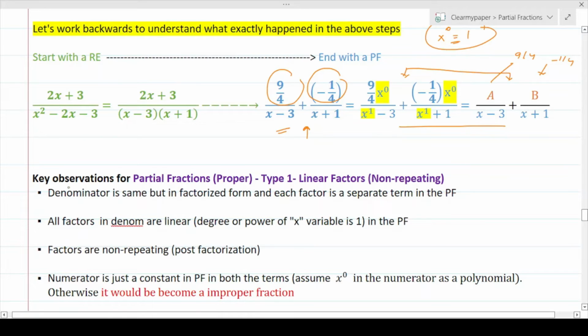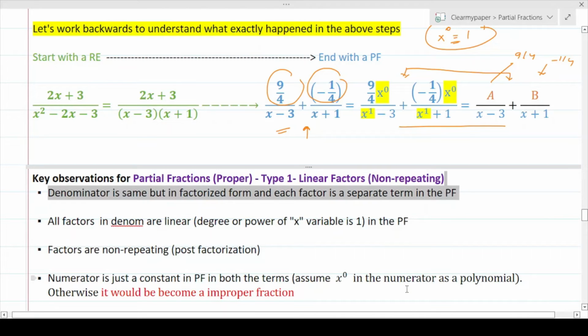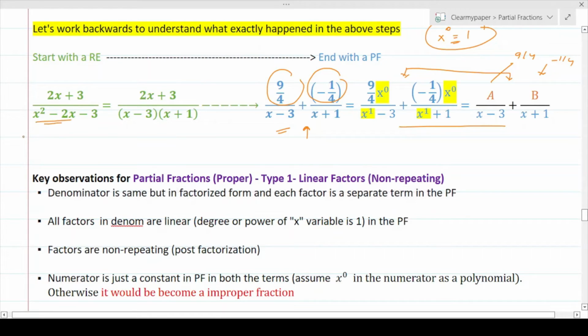So let me read it again. Denominator is same but in factorized form, and each factor is a separate term in the partial fraction. What does it mean? Once you factorize this given term into this format, which we have learned in the previous episode about factorizing polynomials, we have simplified this into x minus 3 and x plus 3. The same terms appear in the final answer.